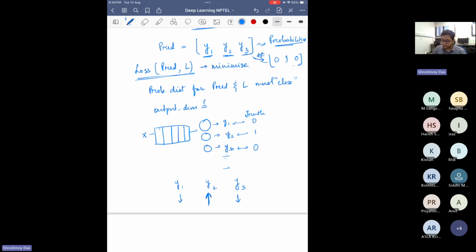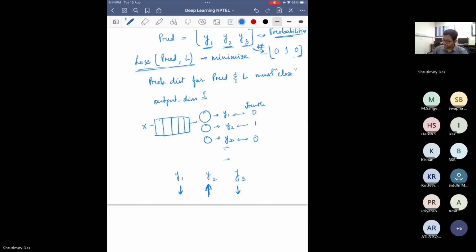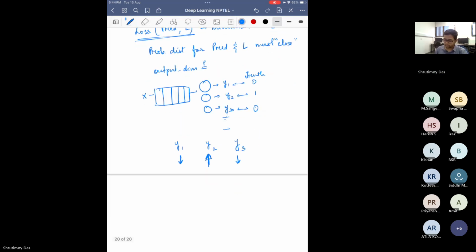So is this step clear? This is what the neural network will try to do. It will try to increase your probability for y2, and it will try to decrease your probabilities for y1 and y3. That's clear, right?